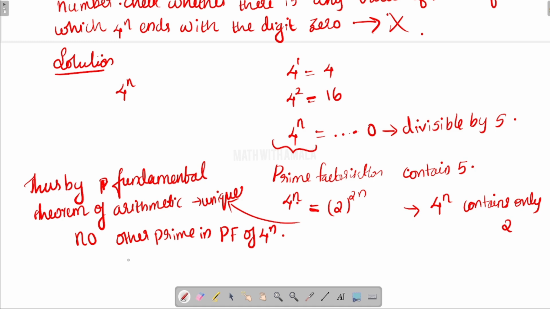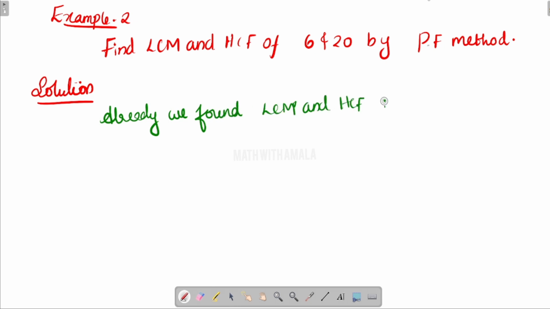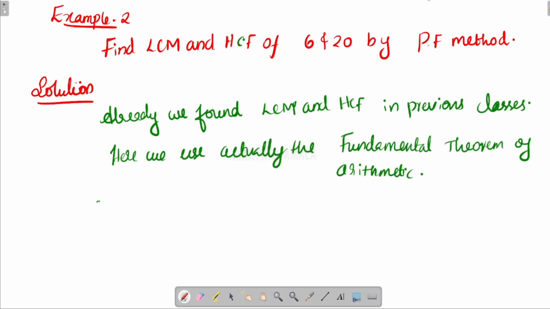Okay. The next example, example number 2, is to find the LCM and HCF of 6 and 20 by the prime factorization method. In our earlier classes, we have already dealt with the LCM and HCF of two numbers. In those situations, we were actually using the fundamental theorem of arithmetic, but we did not know about it. Now we know the theorem and we are applying it to finding the LCM and HCF.